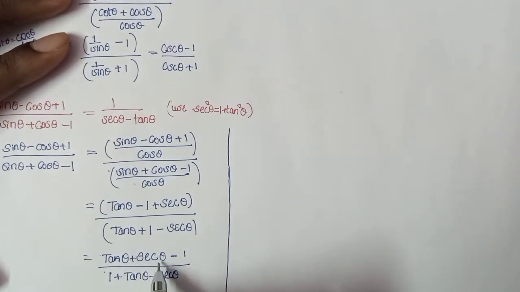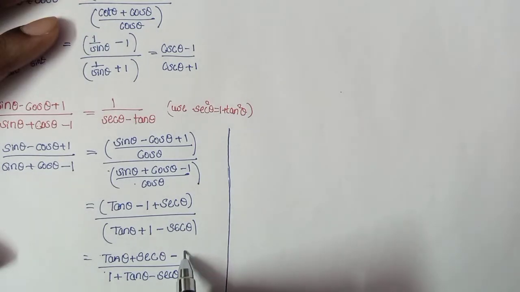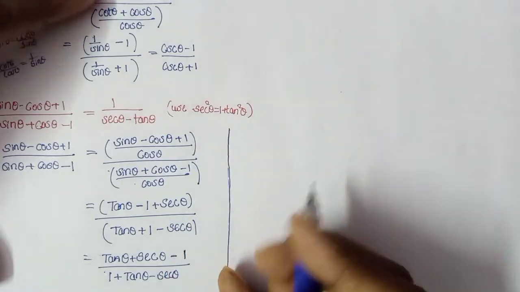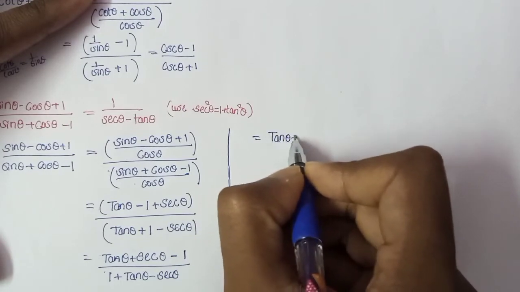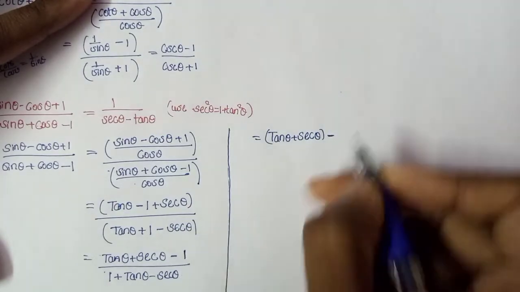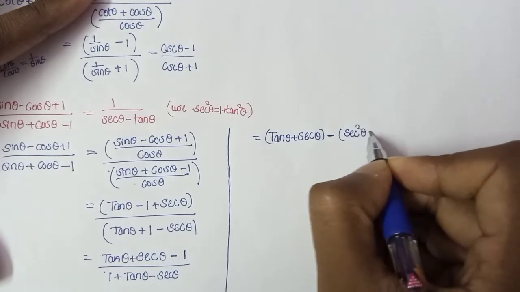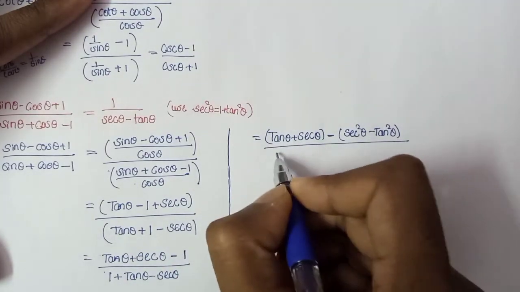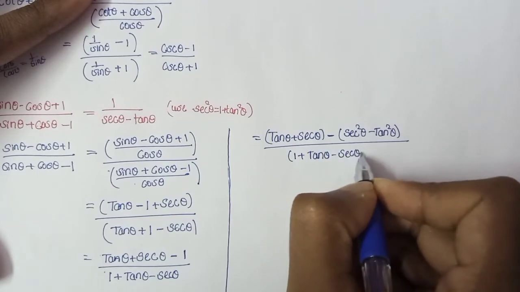Here what you got: (tan theta + sec theta − 1) / (1 + tan theta − sec theta). Here you can replace this 1 with the known identity, that is sec square theta − tan square theta. So tan theta + sec theta is as this, minus, and the 1 I replace with this identity, sec square theta − tan square theta, divided by the denominator, which I will keep as it is: 1 + tan theta − sec theta.